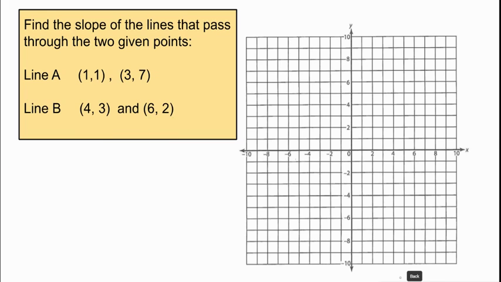Okay, let's clear that screen and let's go to the practice problems. 2 very similar problems. We have a line A with 2 coordinates. We have a line B with 2 coordinates. So go ahead, use your slope formula and carefully simplify, and you should get the correct slope. You can pause the video at this point, and then when you're ready with your answers, continue the video to see the answers. Go ahead and pause right now.